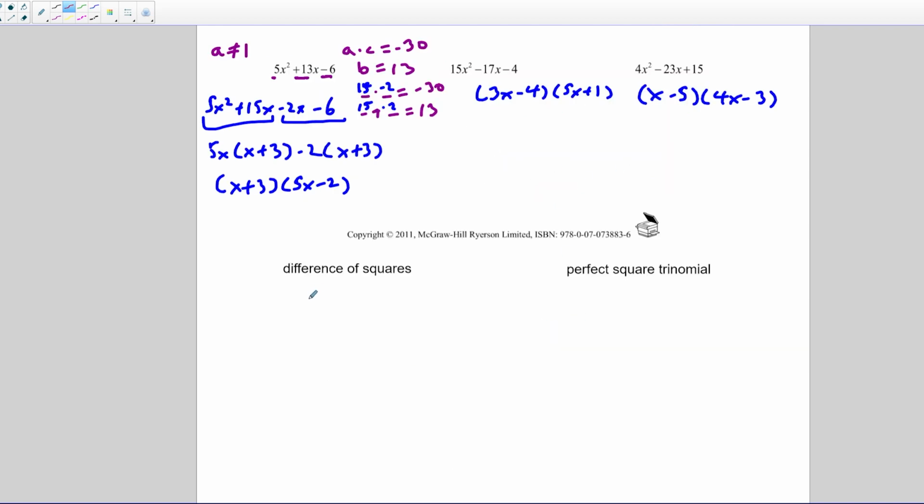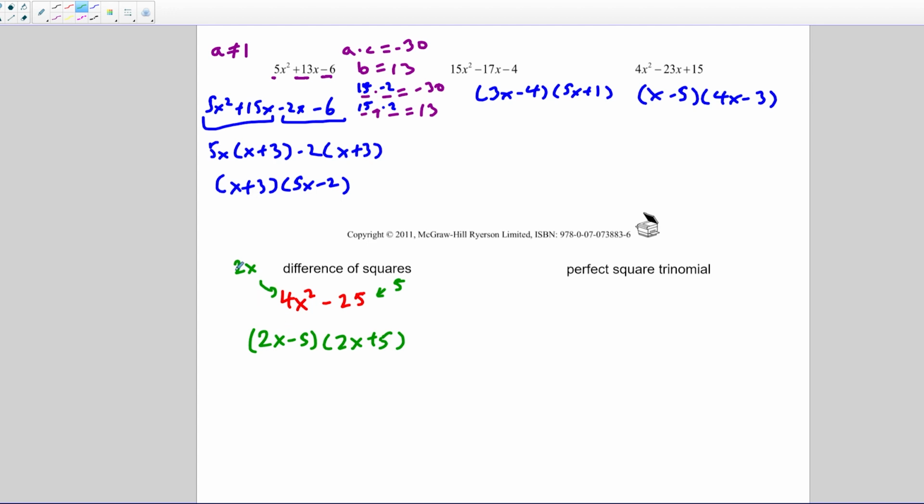Let's take a look at a couple more types of factoring problems. So here we can take a look at difference of squares. So a quick example is 4x squared minus 25. So we notice that both of these terms are perfect squares. So the square root of 4x squared is going to be 2x, because 2x times 2x gives us 4x squared. And the square root of 25 is just going to be 5. So we can actually factor this polynomial as 2x minus 5 and 2x plus 5.